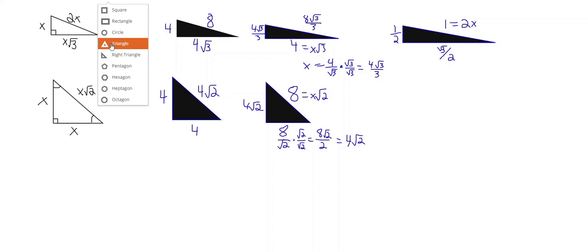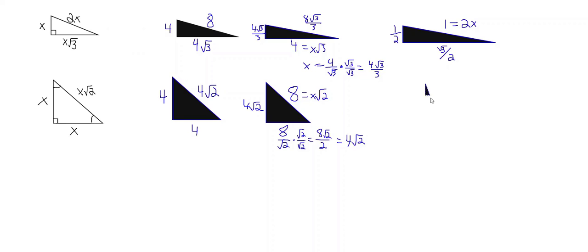Okay, and for the other example, if we have a 45-45-90 triangle, but in this example, the hypotenuse is 1, which means this equals x square root of 2.